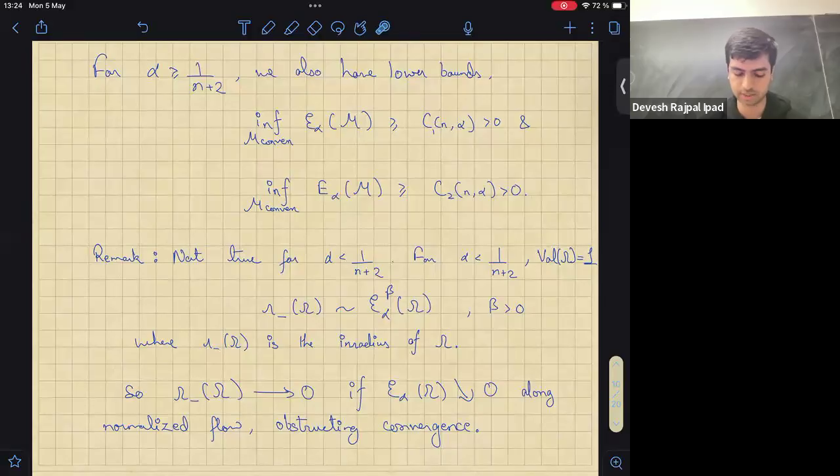So what this means is that if along the flow my Firey entropy goes down to 0, then the inradius of the hypersurfaces will also go to 0 along the normalized flows, obstructing convergence. Because if your entropy dips down to 0, then the inradius is also going to 0. Its isoperimetric ratio is going to blow up, and your flow is not going to converge.